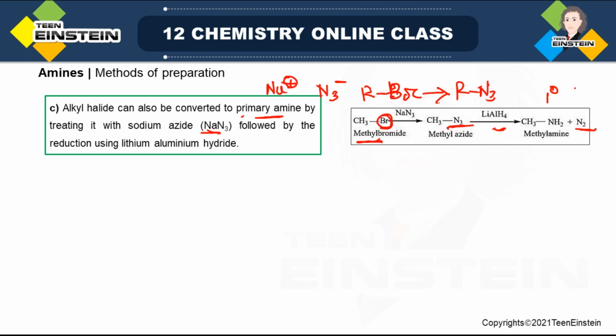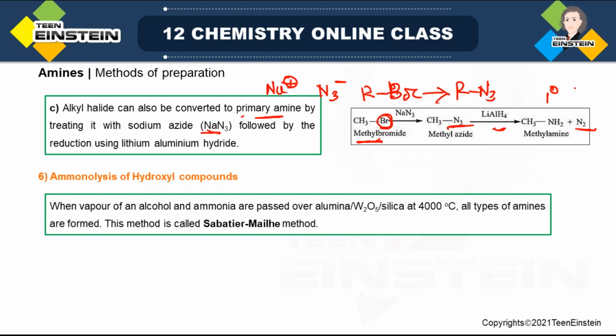This is the 5th method. Number 6, ammonolysis of hydroxyl compounds. Obviously now the starting material is a hydroxyl compound, that is, alcohol. When vapor of an alcohol and ammonia gas are passed over alumina, or you can take W2O5, which is an oxide of tungsten, or you can take silica, at very high temperature, 400 degrees centigrade, all types of amines can be formed. There is a specific name for this method, the Sabatier-Mailhe method.